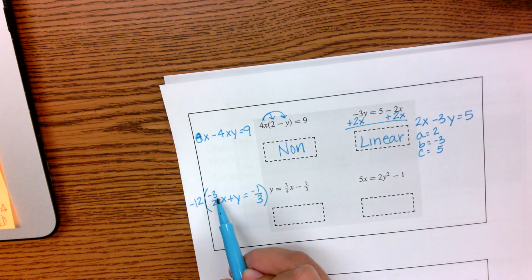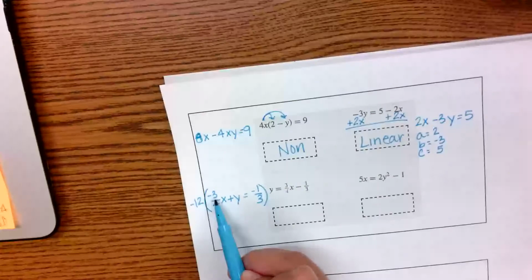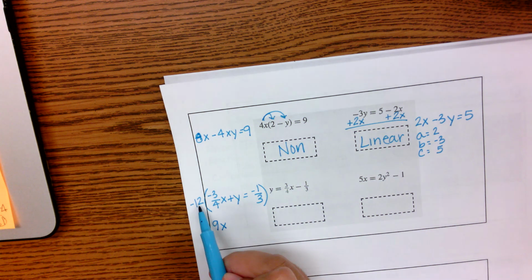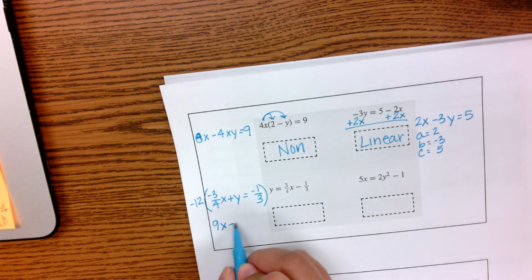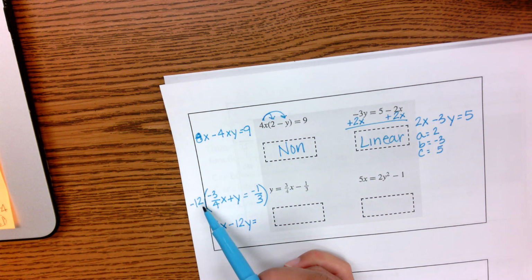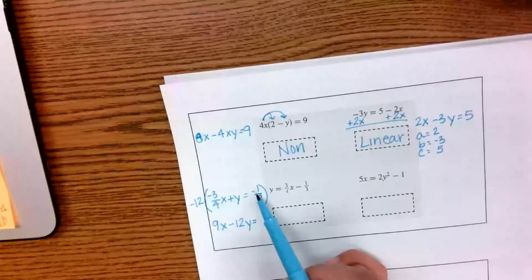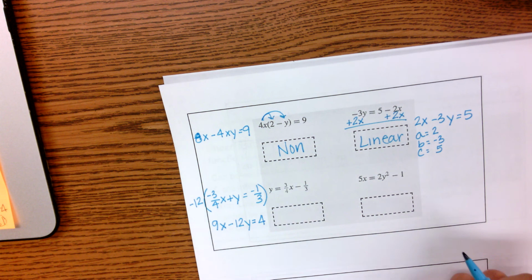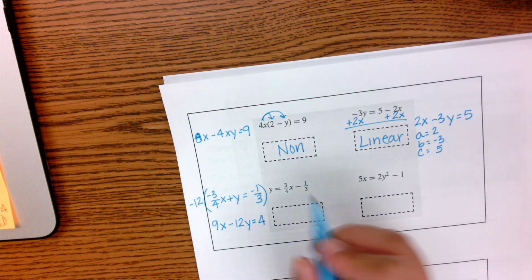-12 times -3 is positive 36. Divided by 4 gives me a 9x. Then -12 times y is minus 12y. -12 times -1 is positive 12. Divided by 3 equals 4. So I am able to write that in the form that I need.